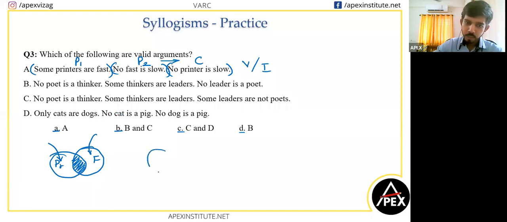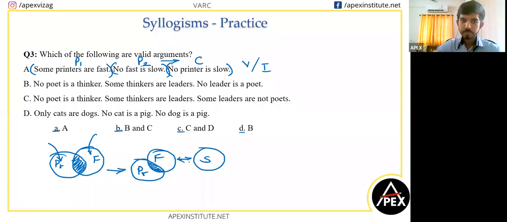So let's make another diagram where fast and slow are two mutually exclusive events. No fast is slow. So these two circles cannot overlap. Right? Now let's try to combine these diagrams. Can we use this circle of fast and put printers on top of it? So this is the same thing which I've brought this side. Some printers are fast and no fast is slow.